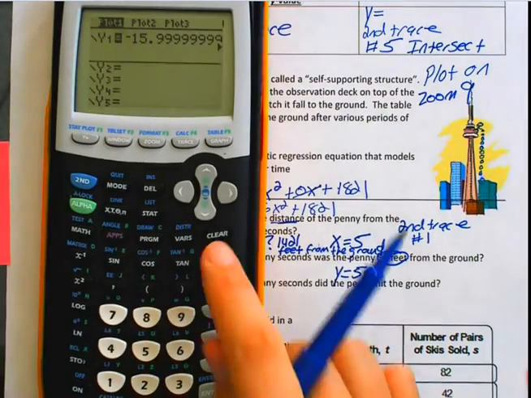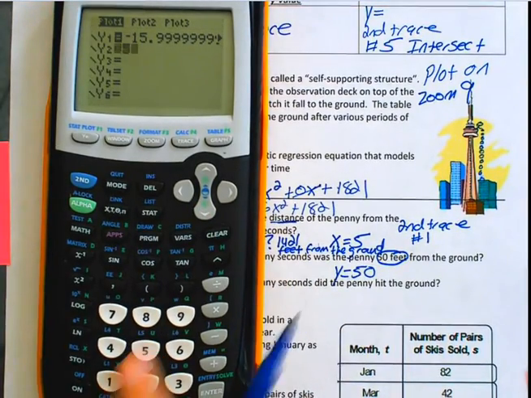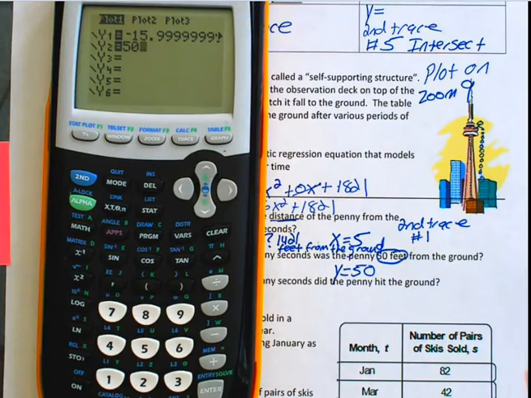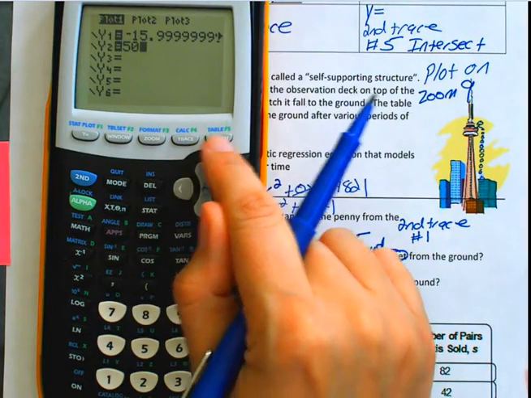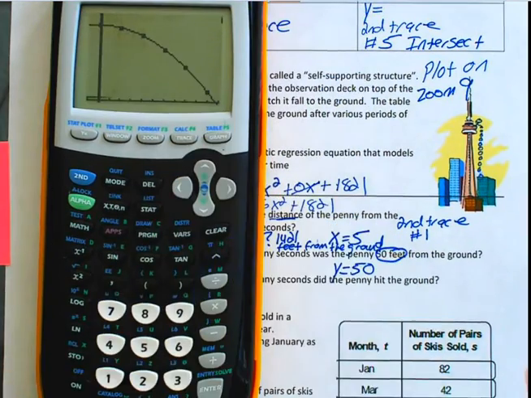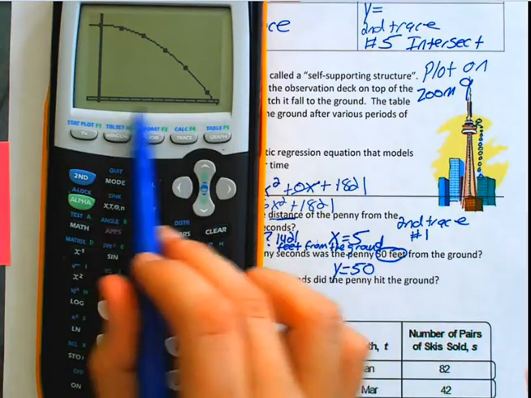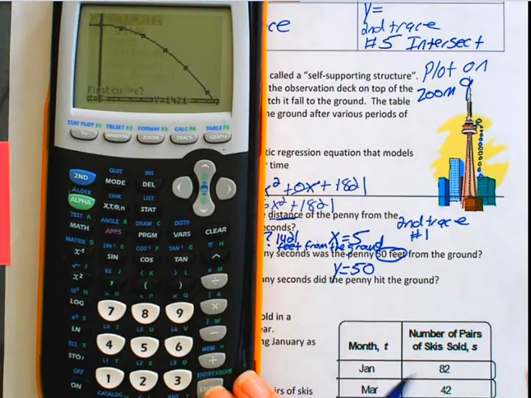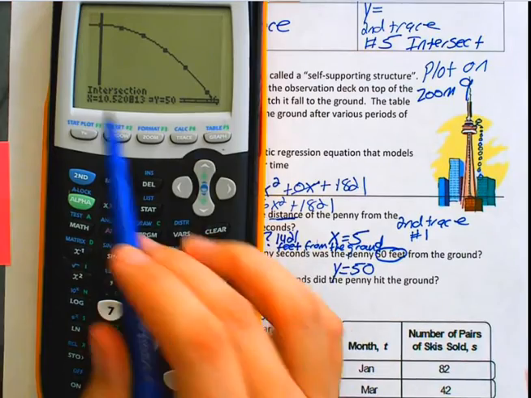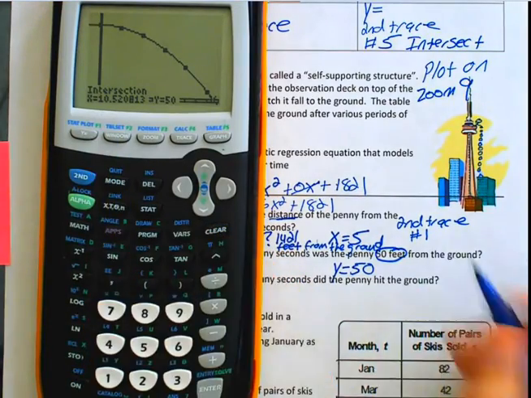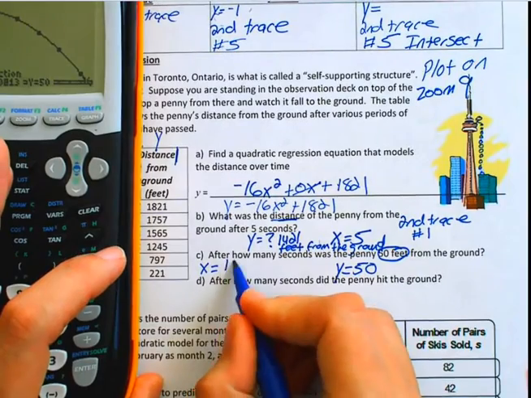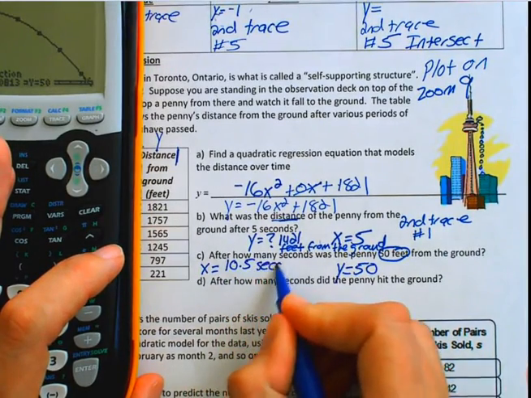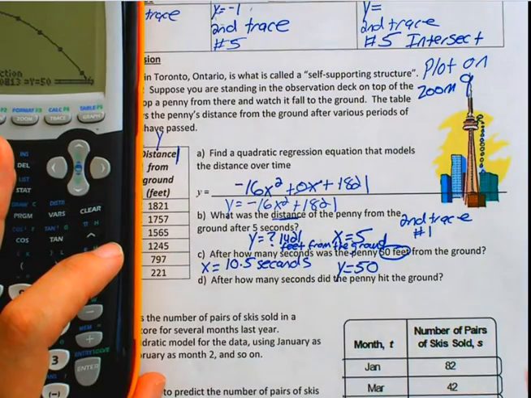Okay, so let's go into y equals, arrow down. I know my y equals 50. Okay, so then I'm going to see what that looks like. All right, so notice that intersection right there. That line that I drew is 50. So I'm going to do second trace, intersection, enter, enter, enter. The intersection is 10.5, so at 10.5 seconds, the penny is 50 feet from the ground.